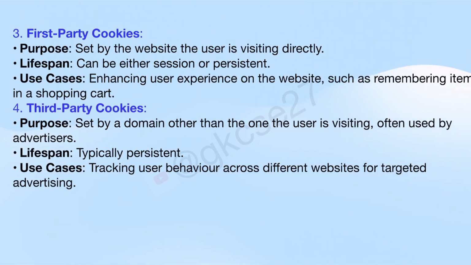First party cookies. What is a first party cookie? Set by the website the user is visiting directly. So this is set by the website. Whatever website you are visiting, for that website only it will be set. Its lifespan can be either session or persistent. So it can be either for that particular session or it can be forever, like persistent cookies.